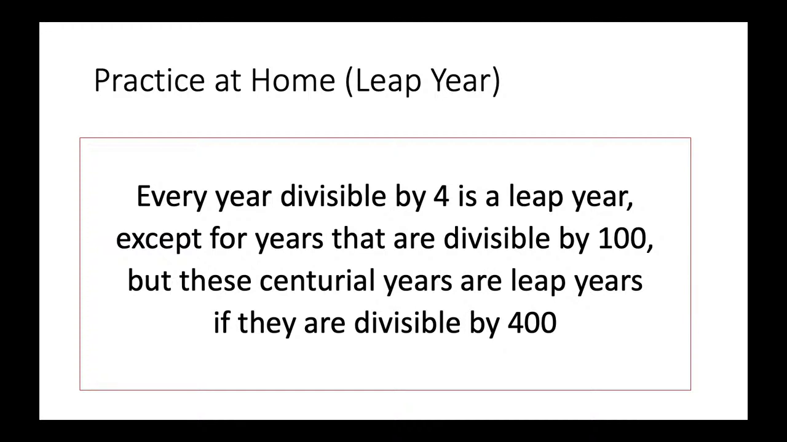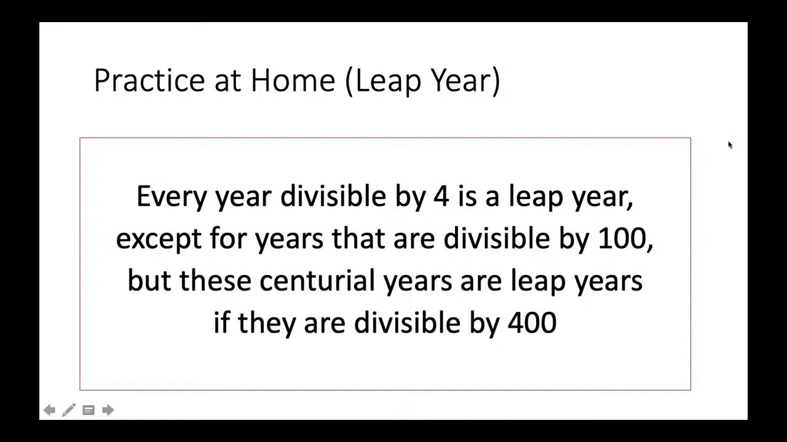So year 1700 is not a leap year, 1800 is not, 1900 is not, but year 2000, it is a leap year. Year 2100 is not, 2200 is not, 2300 is not, but then 2400 is a leap year. So by using this, we will now have 97 extra days every 400 years.